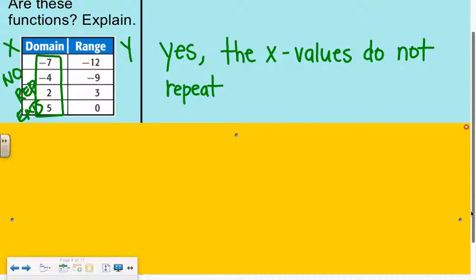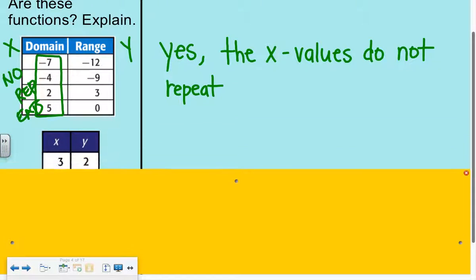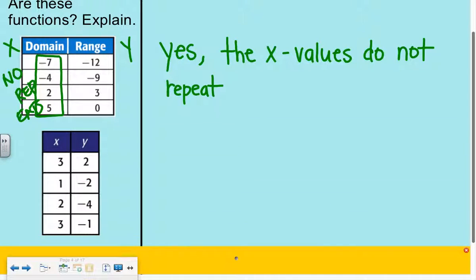So for every x, there's one y. So now let's look at this table. Same thing again, where I'm always going to look at my x values. You don't need to look at the y values. That's not what we need to focus on. We need to focus on the x values.